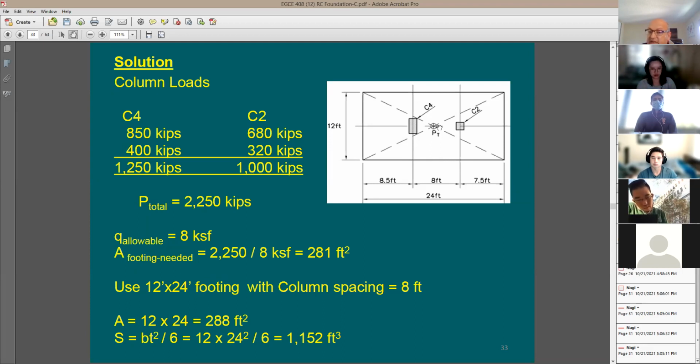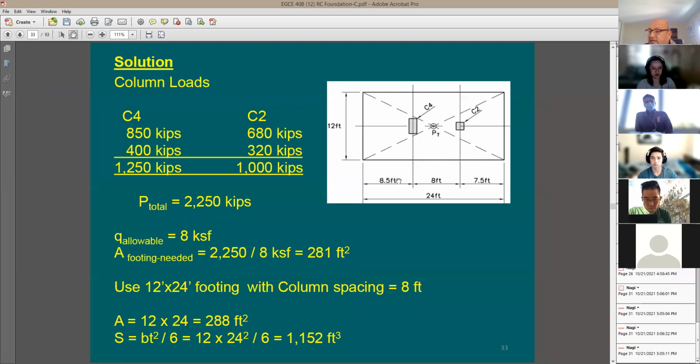If you'd like to eliminate the moment on this footing, you'd like to put this resultant force right in the middle of this footing. So actually the location of the footing is not determined yet. I can bring it right, can bring it left. So here's a proposal. I propose to go with 12 by 24. And here's also the solution. This is going to be 8.5, this is going to be 7.5. And the spacing is going to be 8 feet.